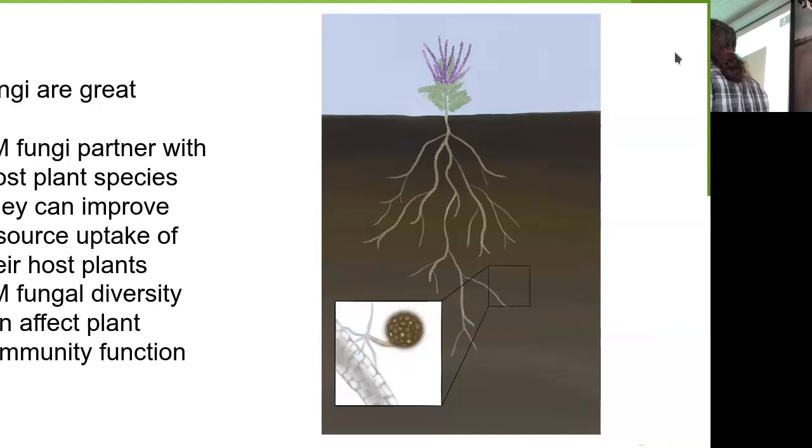There are fungal partners that associate with most plant species. They have been demonstrated to improve resource uptake of their host plants, particularly phosphorus. They also have been shown to have benefits for water uptake and other benefits as well. And we do have plenty of studies at this point that show that AM fungal diversity can affect their host plant community function.